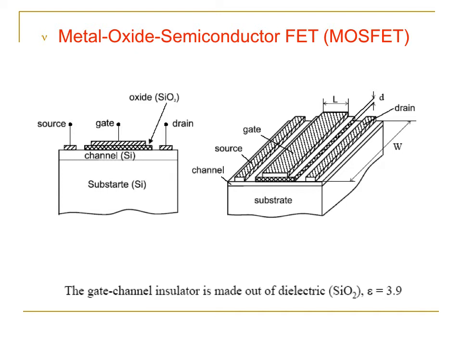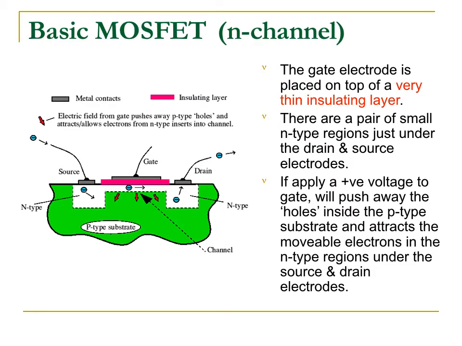Normally the gate channel insulator is made out of a dielectric material. Silicon is a semiconductor, but when we oxidize it, it becomes a dielectric, and the dielectric constant is given by the number 3.9. So this is how a basic MOSFET looks. As I said, there are two types: one is the N-type and another is the P-type.